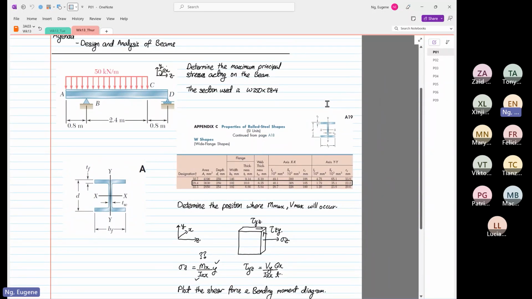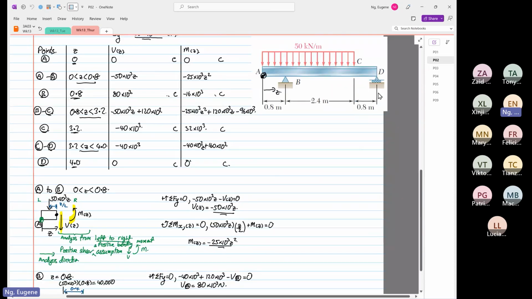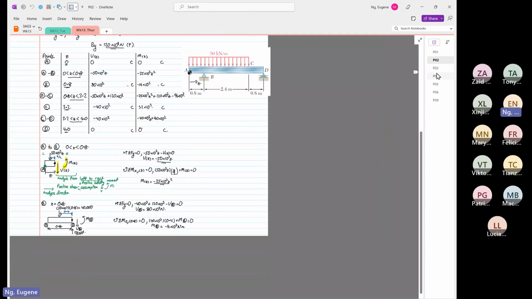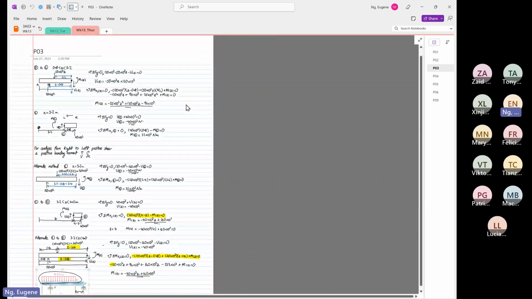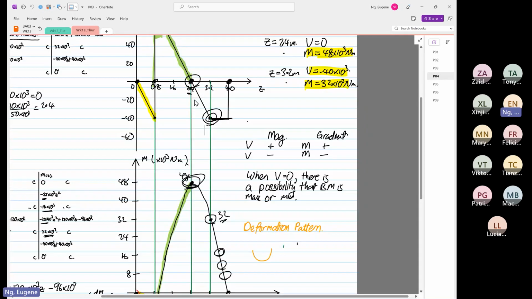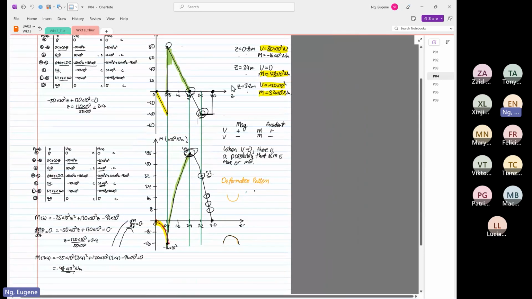So if you want to revise, week 13 Thursday, you have to go through this lecture to do the last two questions. In fact, down here, I taught you how to form your shear force and bending moment equation. Question 6 is a very similar procedure.